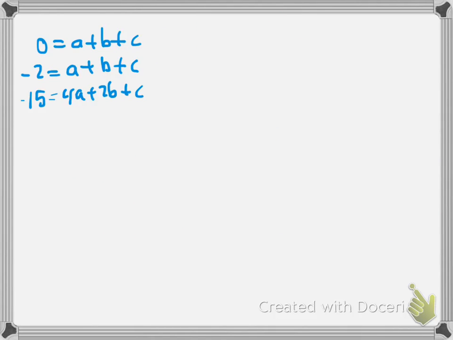Alright, so as I solve my systems, I'm just going to put these together. I'm going to take the easiest, the first 2, and I'm just going to add them together. If I add them together, I'm going to eliminate that b variable. So 0 and negative 2 give me negative 2. A plus a gives me 2a. Negative b plus b, those cancel out. And then c plus c is plus 2c. So now I'm down to 2 unknowns.